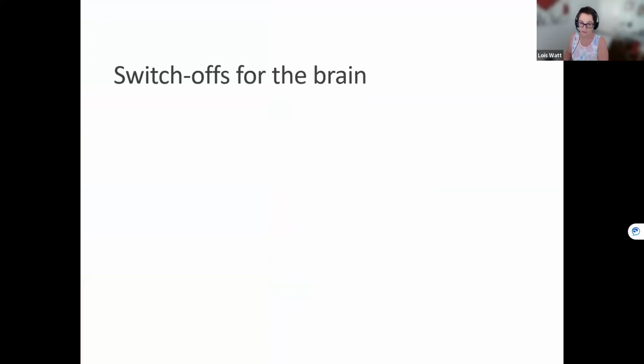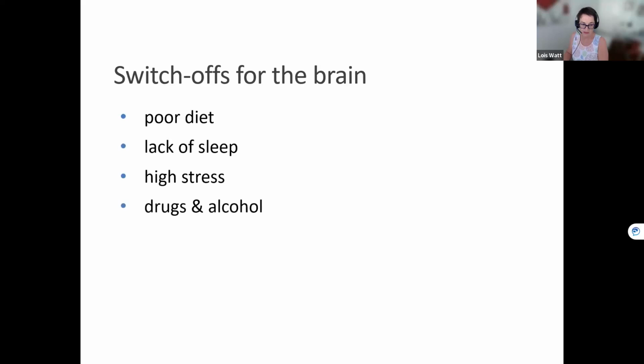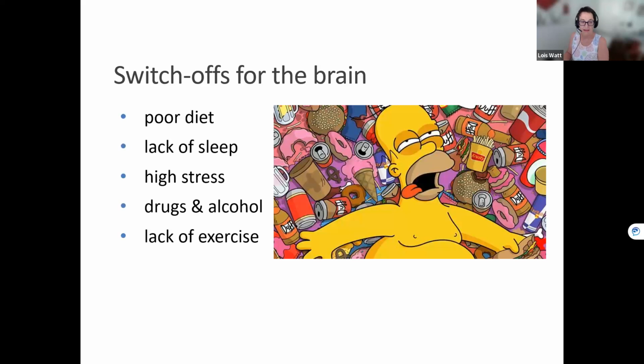The switch off for the brain, similar to what was done in stress and resilience, is poor diet, lack of sleep, high stress, drugs and alcohol, and lack of exercise. We've all been in this state in various forms, and we don't function as well as we could.